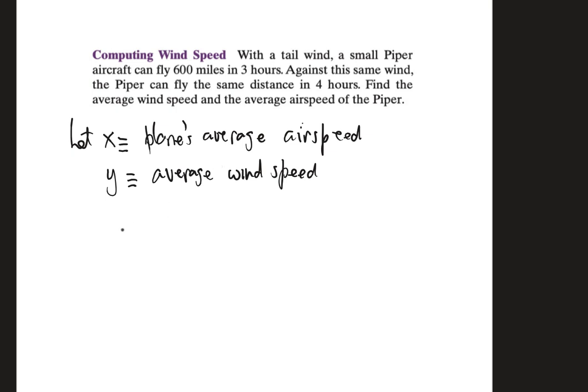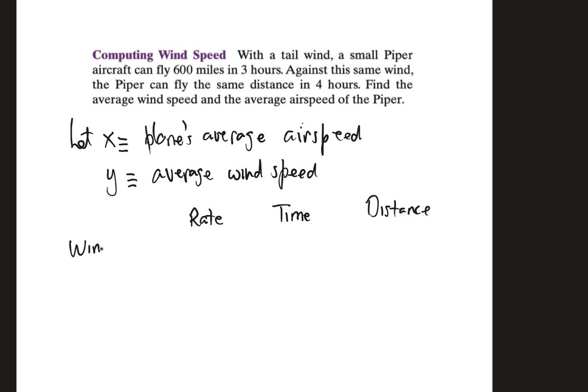So to organize this, I'm going to set up a table. So I'm going to have a column that has the rate, so that would be the speed. And then another column for time, and then another column for distance, right? Because these are all the three quantities that are given to us in this problem. The rate, that's the speed, right? Which we don't know, and the times are given, and the distances, well, it's one distance. The distance is given.